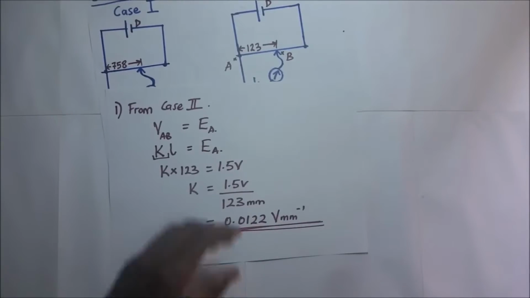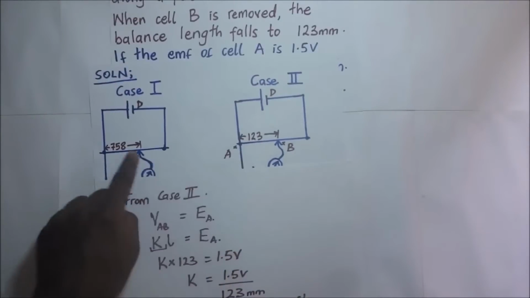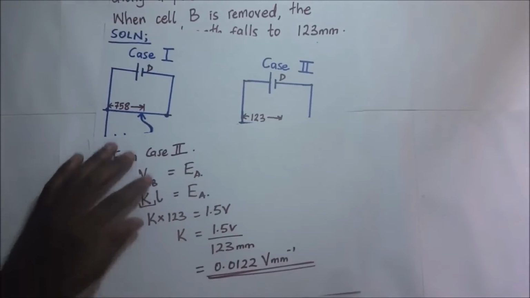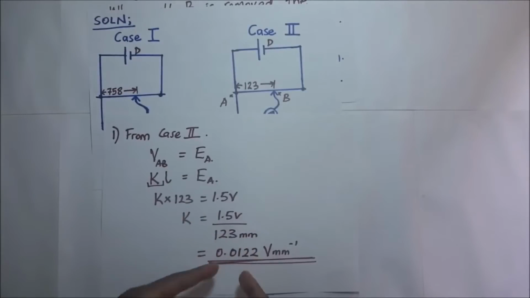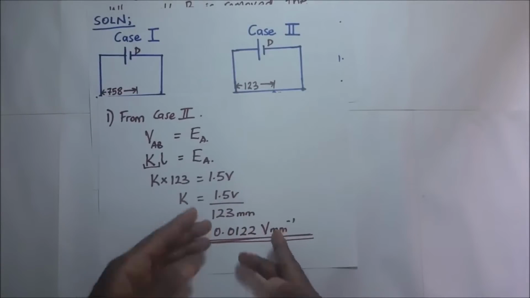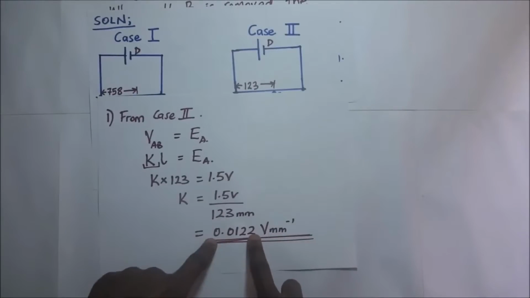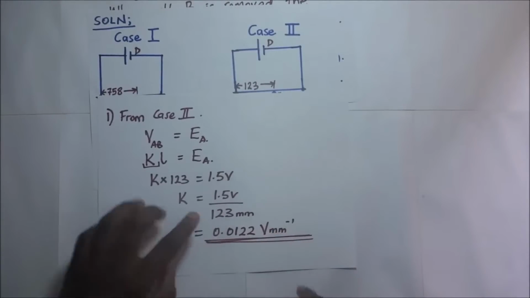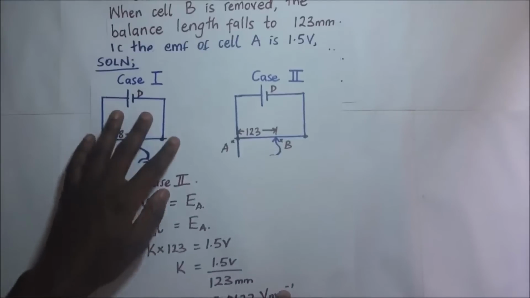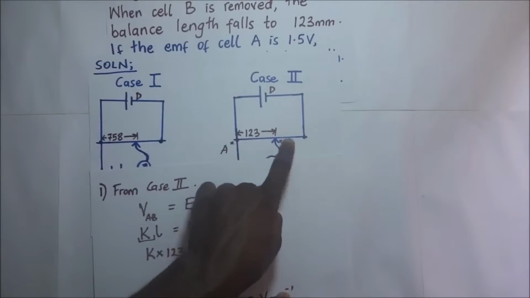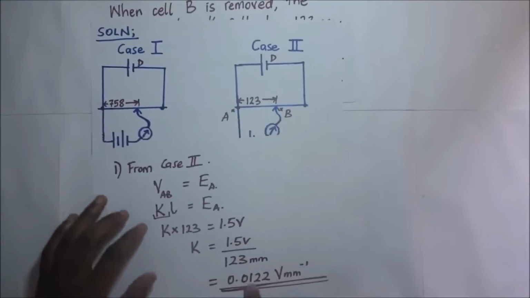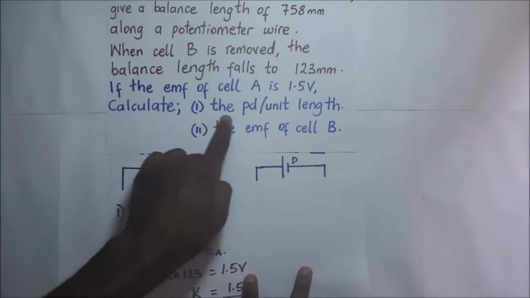Now these balance lengths have been given to us in millimeters, but sometimes they can be given in centimeters. So of course, if it was in centimeters, our units here would be volts per centimeter. If it was in meters, our units here would be volts per meter. So the units will depend on the units that were used in the measurements of length. So that is Roman 1, the PD per unit length.